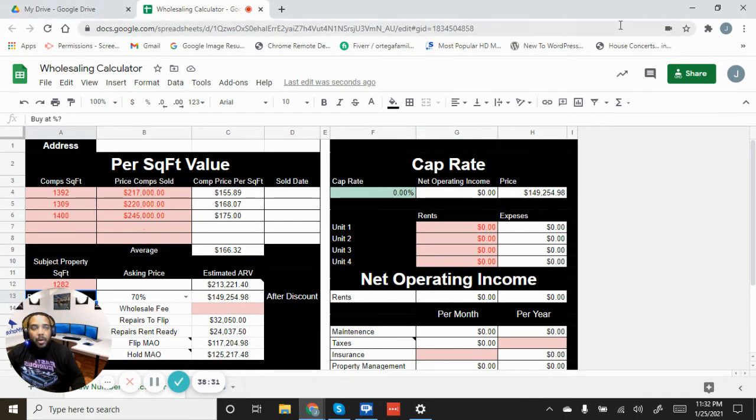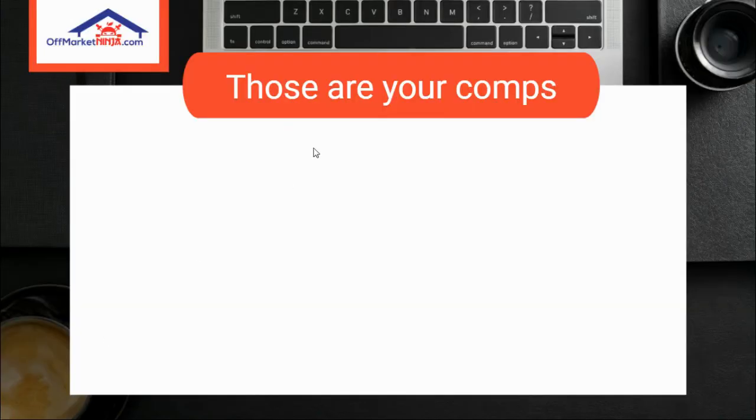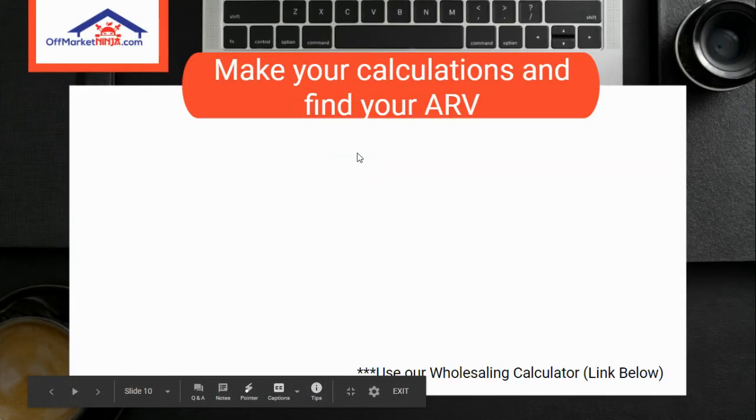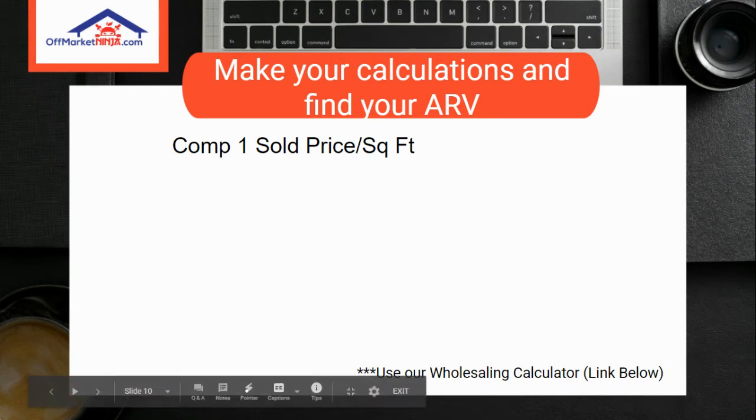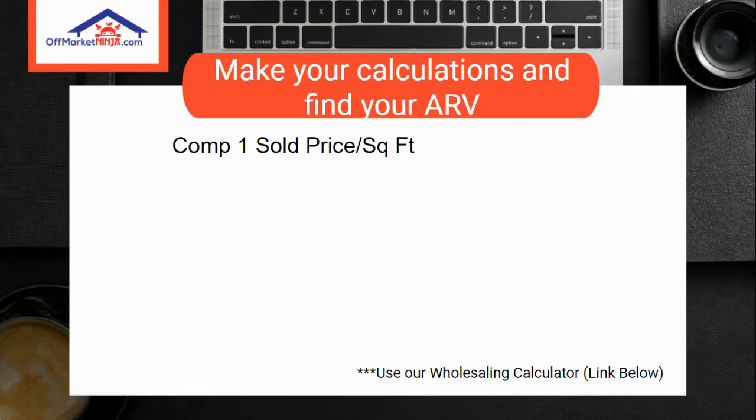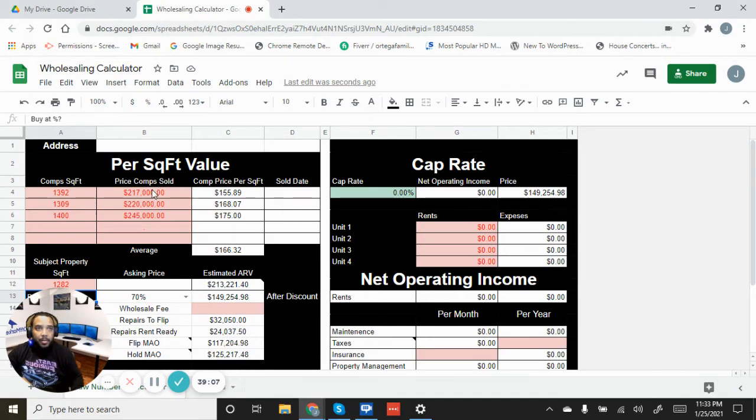So let me go back to the presentation to show you the actual calculation. Okay, so the calculation is, for comp number one, you will take the comp number one sold price and divide it by the square footage, which is what the calculator did. What we did here, right? That's comp number one, and it came up to 155.89, right?